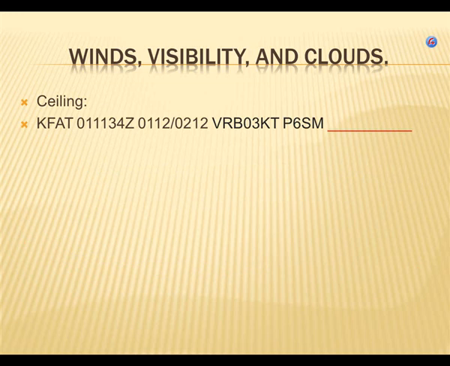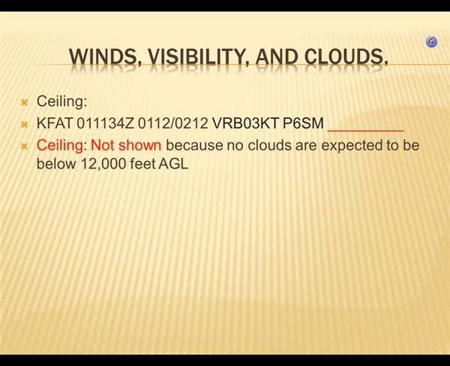So, ceiling. In the weather reports, there's a space for ceiling, and it's right after visibility, because it sort of belongs with visibility. If the ceiling is 200 feet, you can't see, right? Or you can't see in an airplane. You can in a drone, but you can't see in an airplane. But if you don't see anything that talks about a ceiling, whether it's few, scattered, overcast, or broken, whatever the terminology, if it's not there, you know that there are no clouds below 12,000 feet.